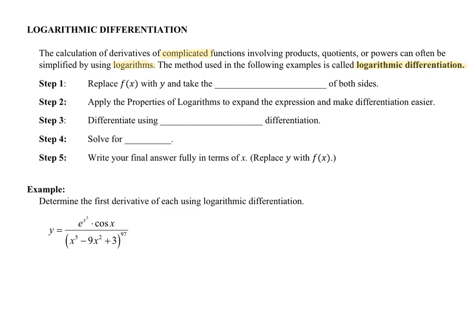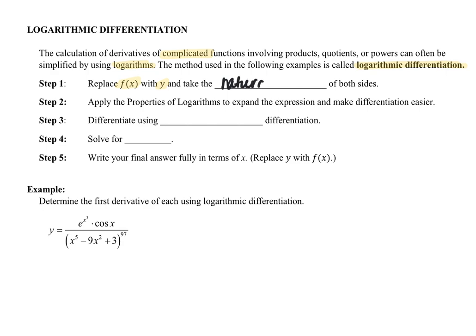So in the beginning, the first step, we want to replace f of x with y. So I'm going to do these steps as I work through this example. If your function had been written as f of x is equal to some quantity, then you would go ahead and replace the f of x with y. It's just easier to have it read y equals. And then we're going to take the natural log of both sides.